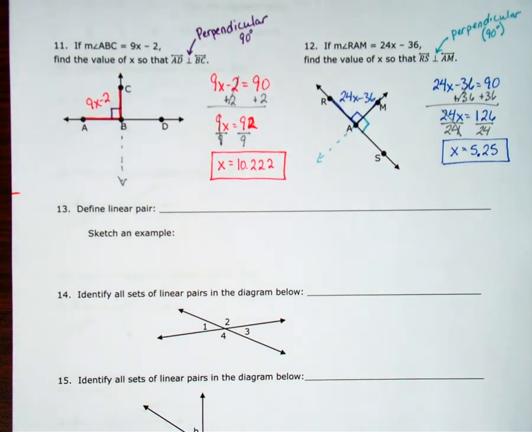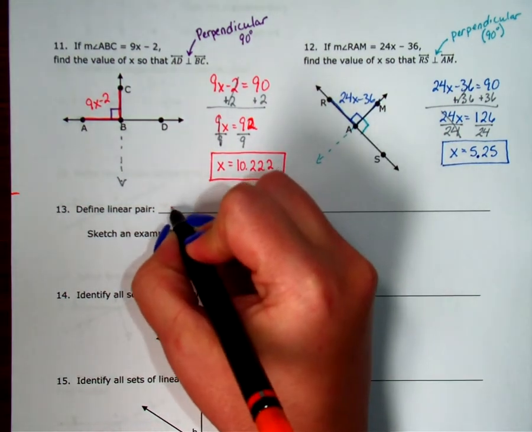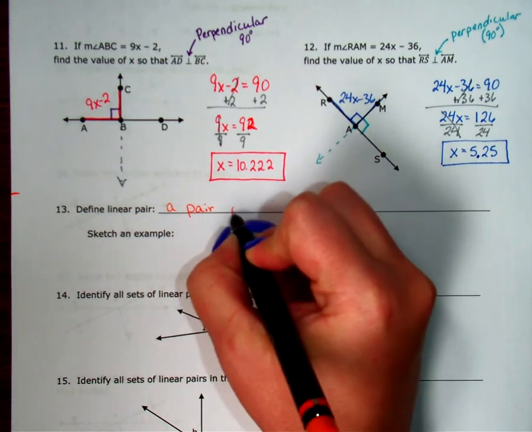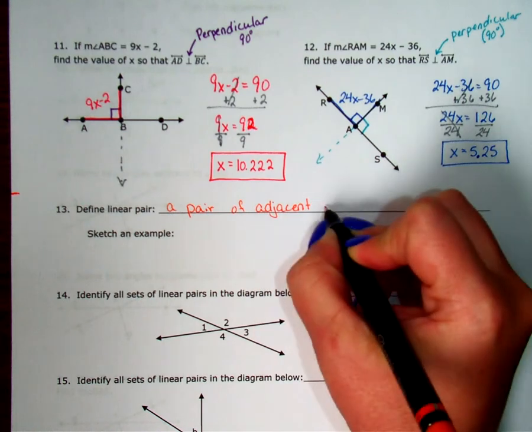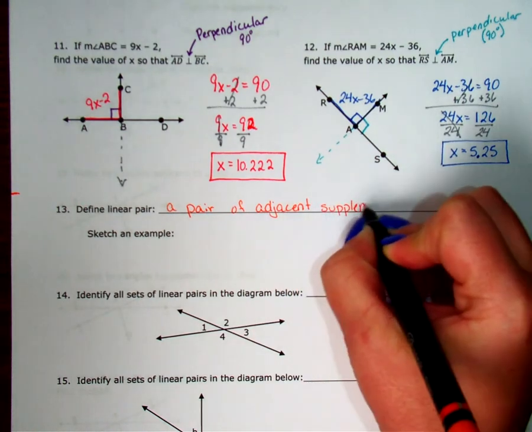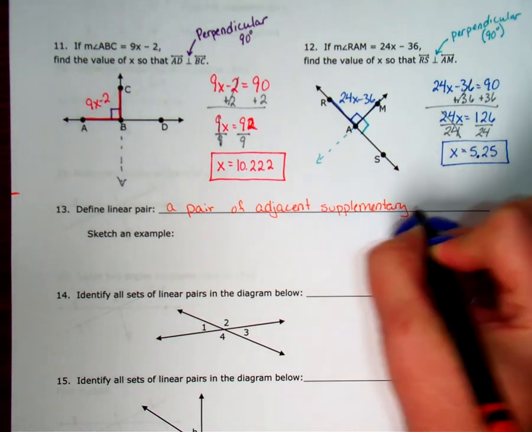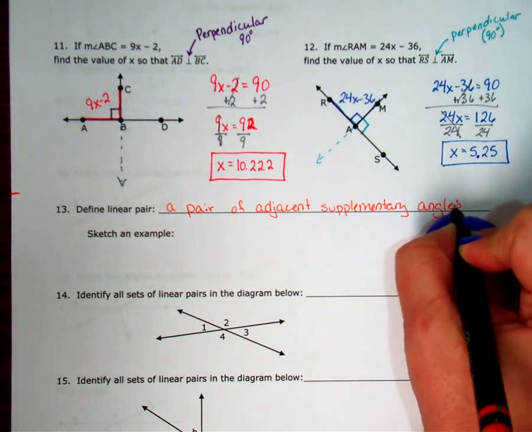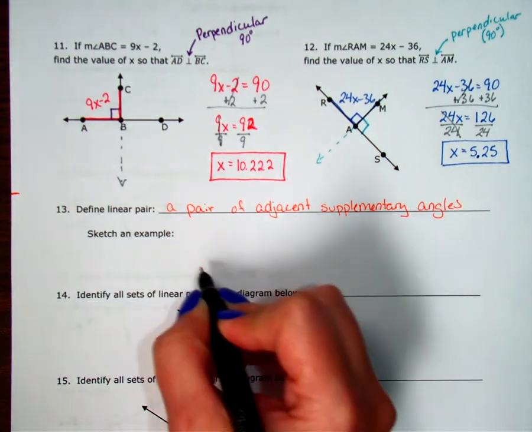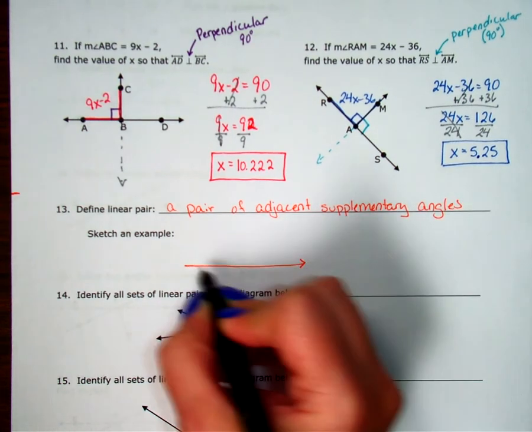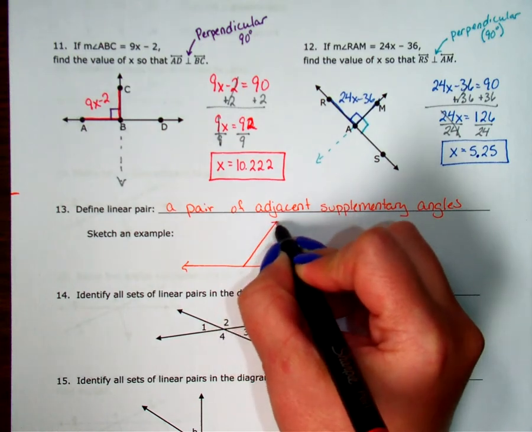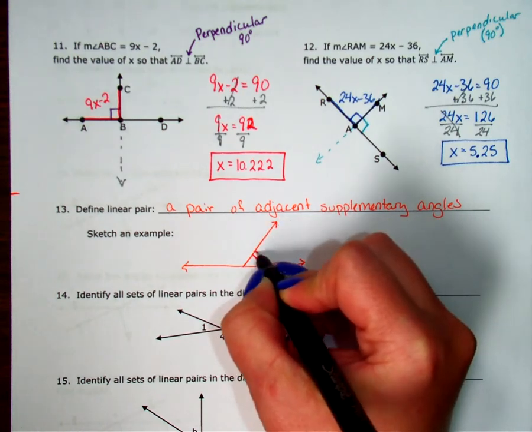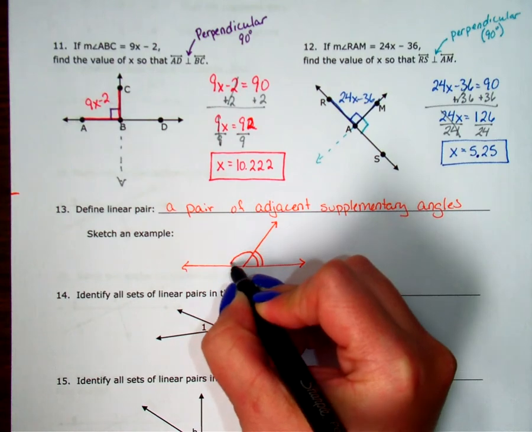To define a linear pair, we know it is a pair of adjacent supplementary angles. Okay, then it says to sketch an example. It's a linear pair, which means it looks like a line on one side, and then there's a ray. So I've got one angle and a second angle because it's a pair of angles.